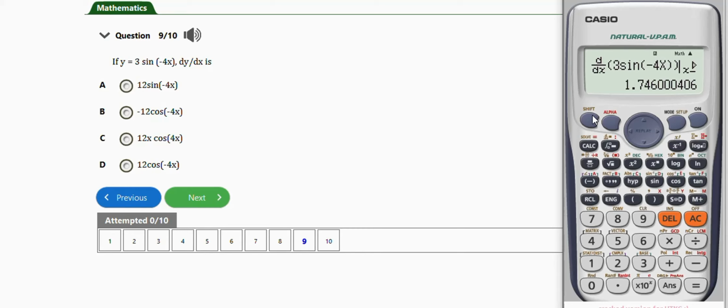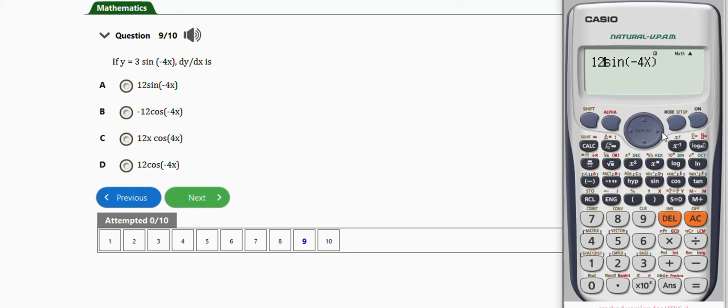Let's press equal and see what the output is going to give us. We have 1.746. Right now, let's evaluate the options. Anyone that gives us 1.746 will be the answer. Okay, let's do option A. We have 12 sine minus 4x. Close the brackets. Remember, we got 1.746. Okay, no, let's check option B.